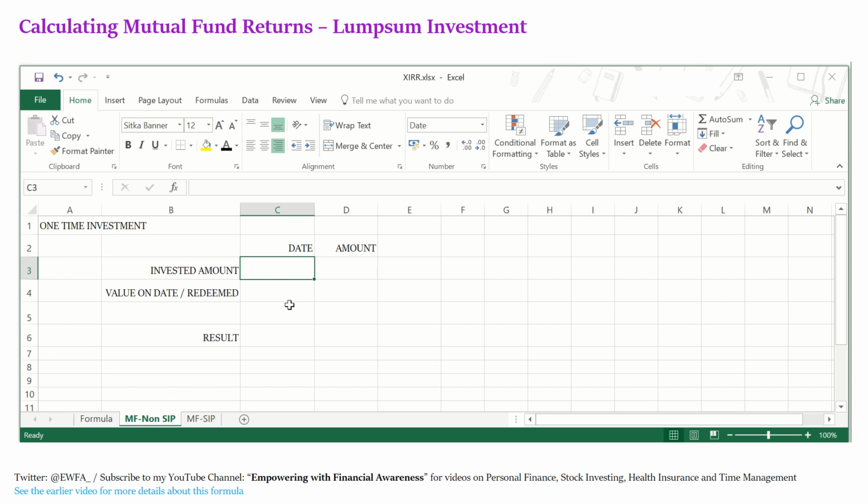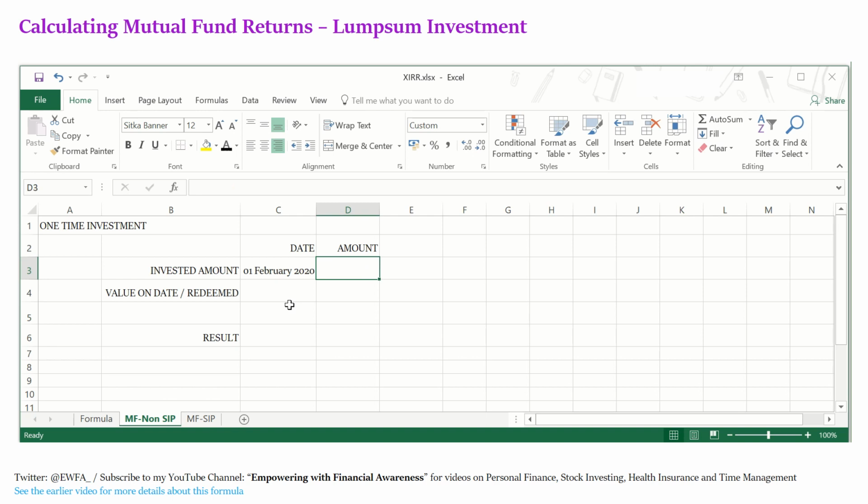So let us assume that last year February you made a lump sum investment of say 10 lakhs or 5 lakhs. Okay, this is last year February, and you redeemed it last week. So let us make the date format identical, and your redemption value was maybe 5 lakh 36,000.